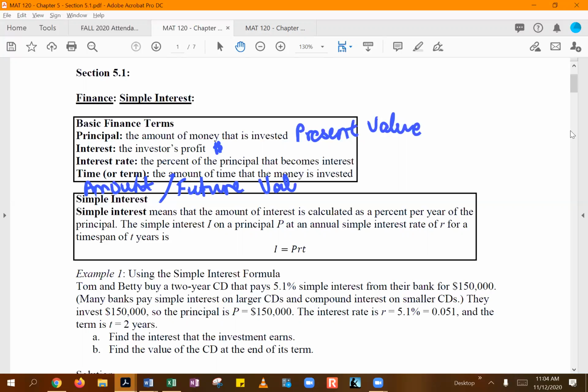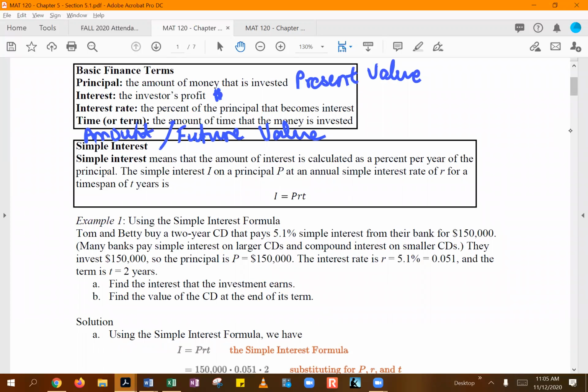And future value is basically, after the time has passed, for however long, 5 years, 10 years, for however long you're keeping the money in your investment account. After that, when you have earned the interest, what will your total amount be at the end of that investment? So that's what's going to be in the future. So that's why we call it the future value, or just the amount.